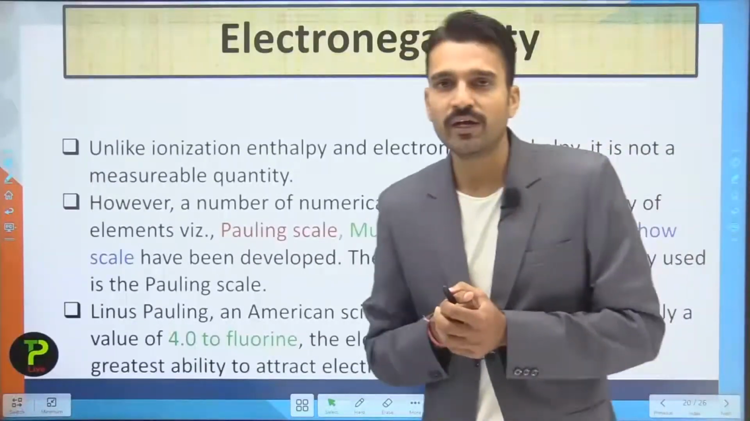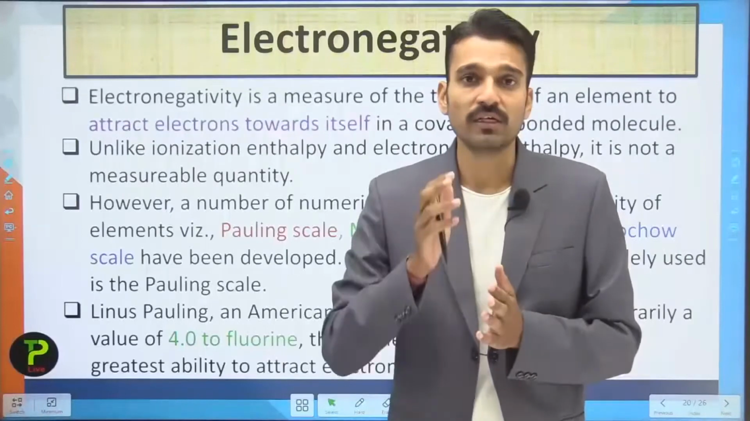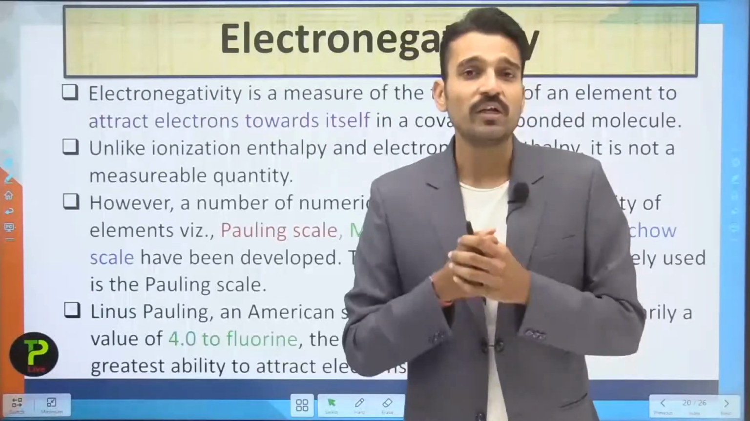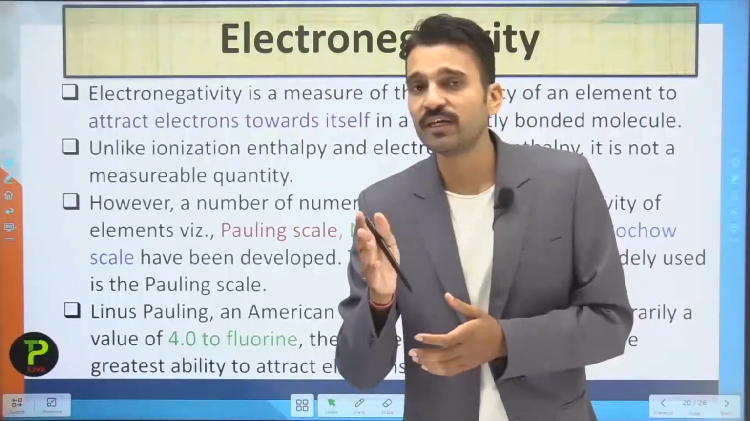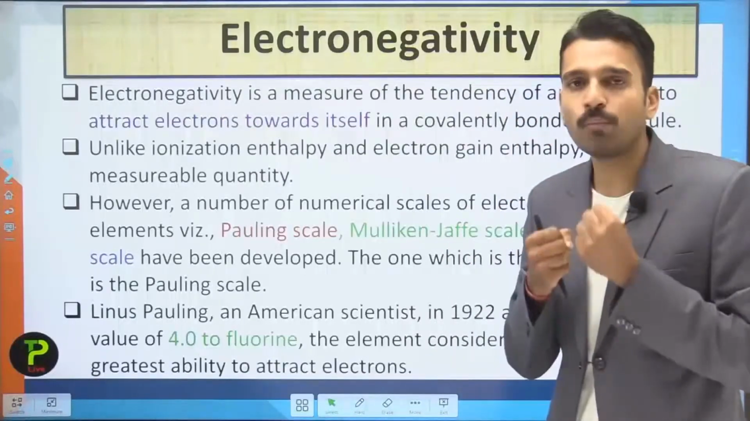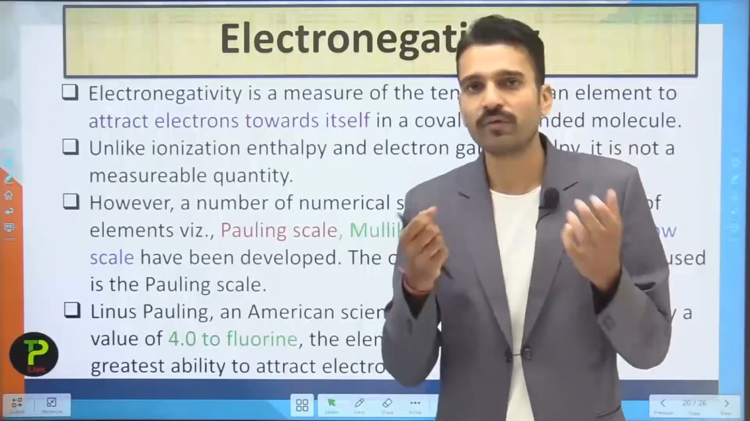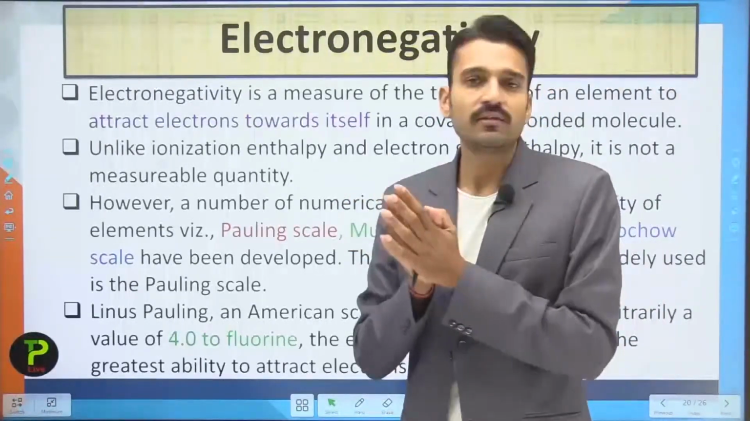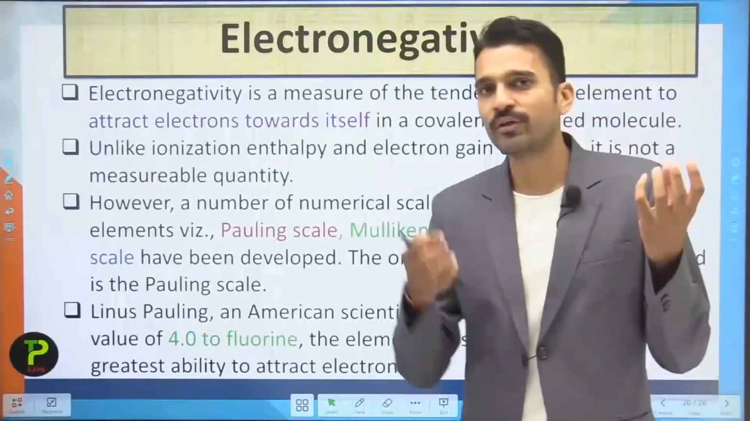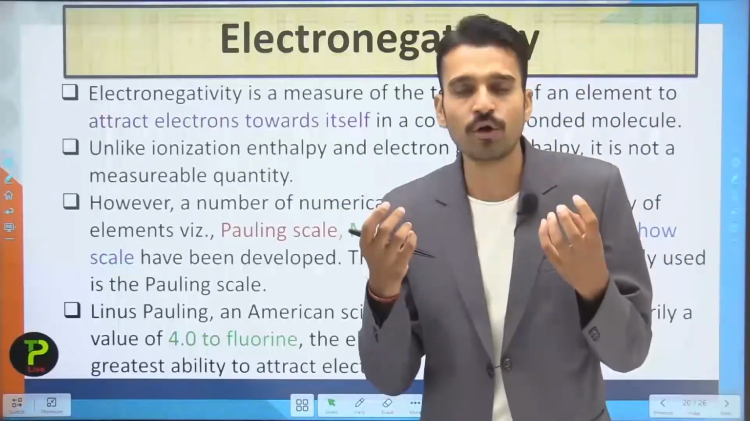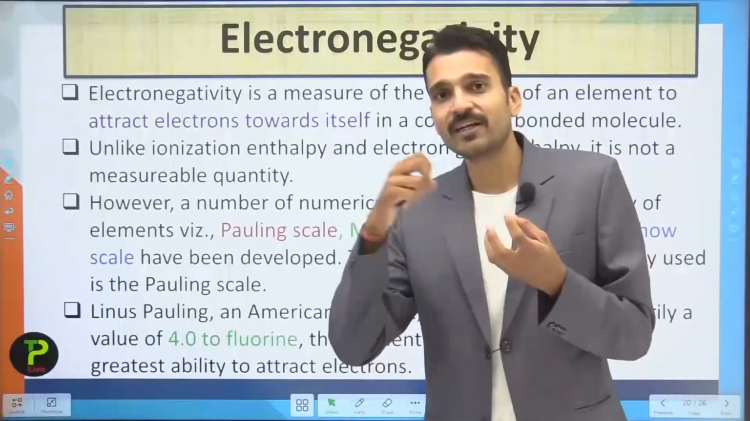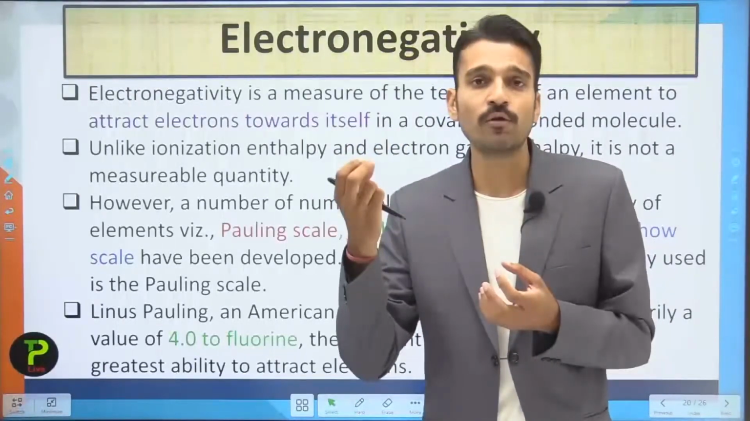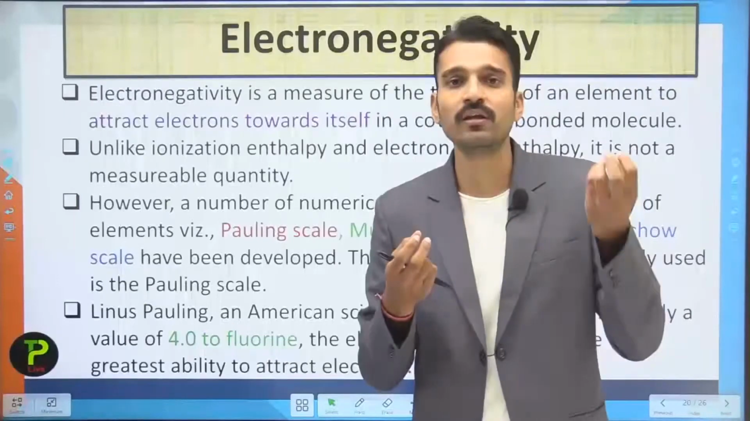So now students, it's time for us to move on to the next, that is electronegativity. So what is this electronegativity? Electronegativity is a measure of the tendency of an element to attract the bond pair of electrons towards itself. And from where should it attract? It is attracting in a covalently bonded molecule. Just for an example, if I say HCl, hydrogen and chlorine, they are forming what? They are forming a covalent bond. So the chlorine is attracting the electron towards itself. It means that chlorine has a higher amount of electronegativity than the hydrogen atom.